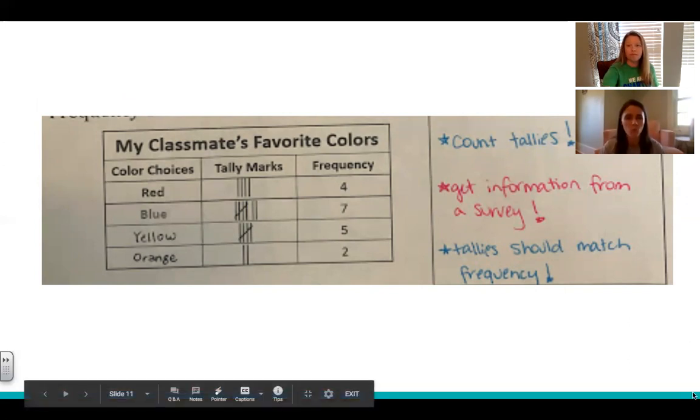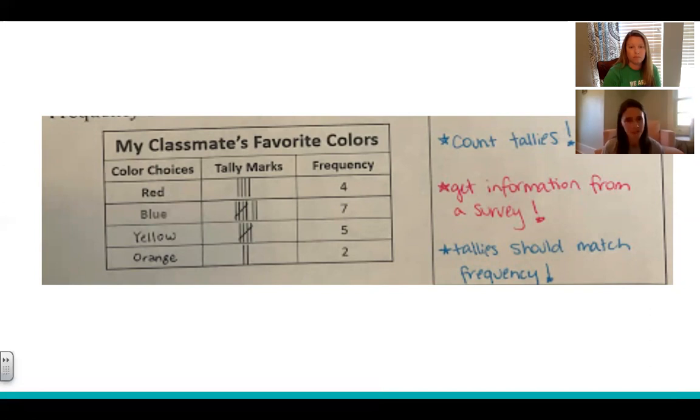So for this one, what would be the favorite color of this class? Easy, you look at it and you can see blue. The least favorite color, orange. I agree with that. I don't like orange, would be 2 kids. And then if it says how many kids are in this class, or whoever participated in the survey, you would add up the total frequency, and then you have your total number of students.